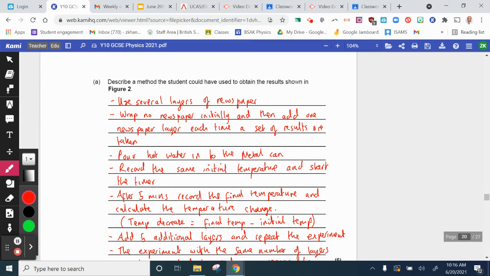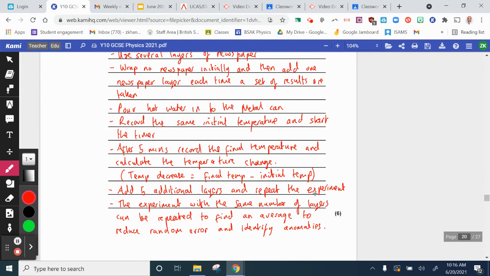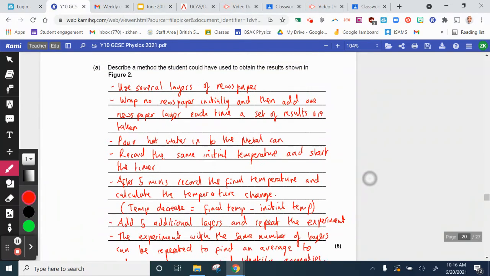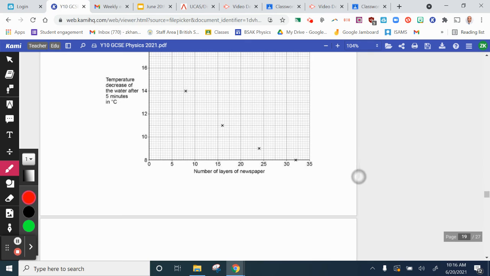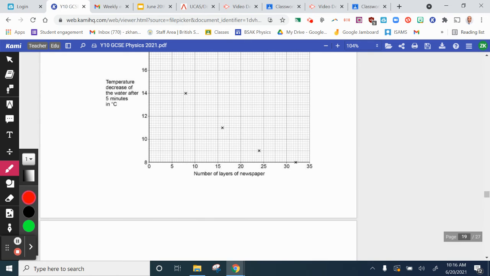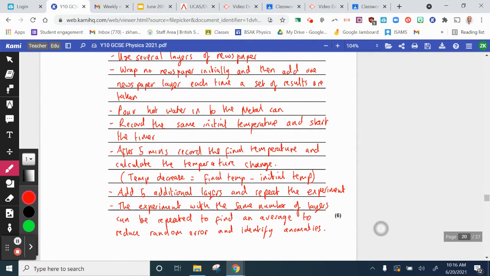As soon as the temperature is the same, we start the timer, and after, let's say, 5 minutes, record the final temperature. And we can find the temperature decrease. We knew the starting temperature. We know the final temperature after 5 minutes, so we can work out the temperature decrease by taking the 2 away. And that is our dependent variable, the temperature decrease. And we have shown how we can find that.